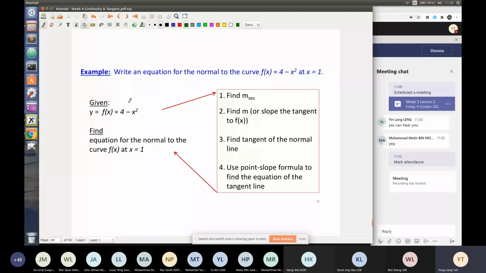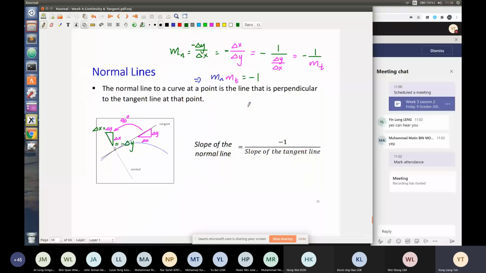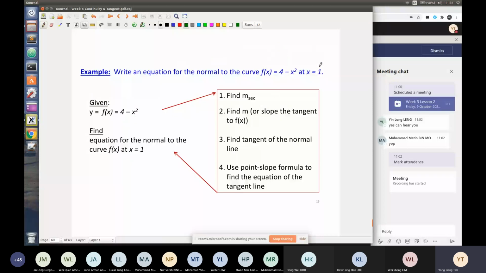Once we get the slope of the tangent, we just use this identity to find the slope of the normal. Once we get the slope of the normal, we will need a point. The point is at x equals 1. So therefore, you have a point, you have the slope, so you can use the point slope form to get the linear equation. Let me draw a graph to show you that.